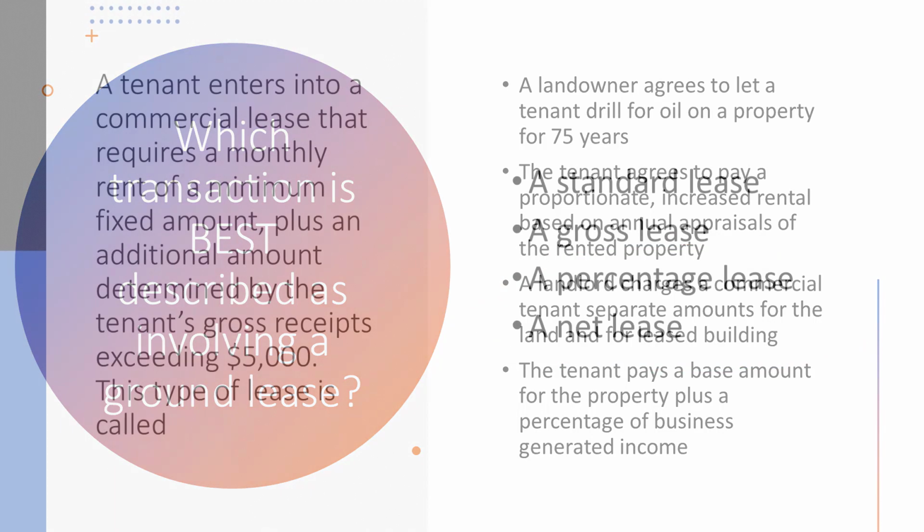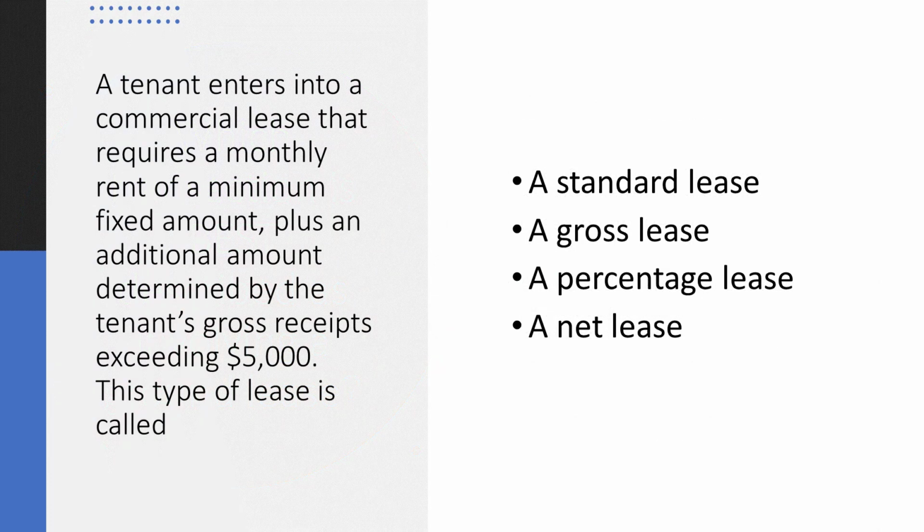Question number 2. A tenant enters into a commercial lease that requires a monthly rent of a minimum fixed amount plus an additional amount determined by the tenant's gross receipts exceeding $5,000. This type of lease is called A. A standard lease, B. A gross lease, C. A percentage lease, or D. A net lease.